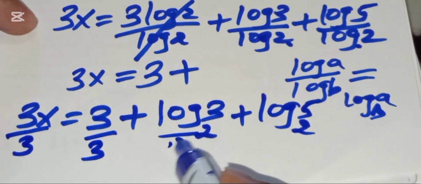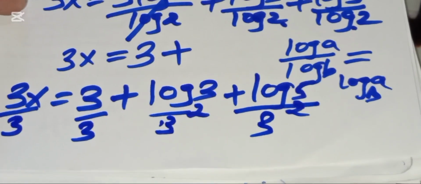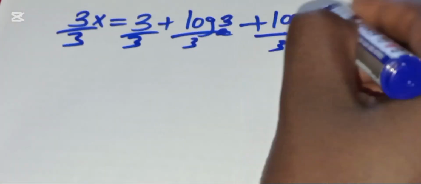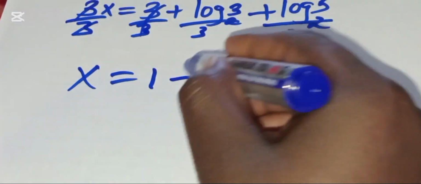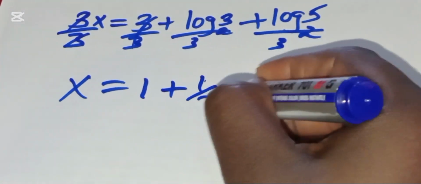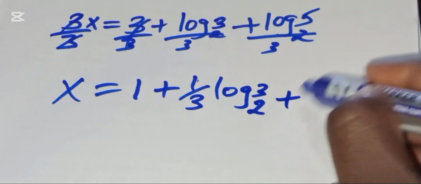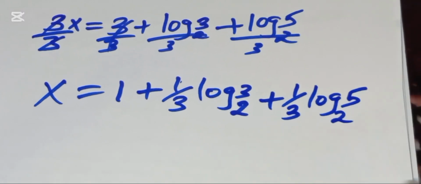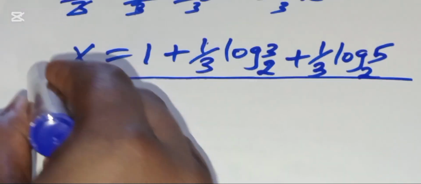Okay, everything by 3, and also here by 3. So from what we have here, let's divide both sides by 3. So here 3, and the same case here. So x is equal to 3 divided by 3, which is 1, plus, now this is the same thing as a third log 3 to base 2 plus a third log 5 to base 2. Okay. Now this is the value of x.